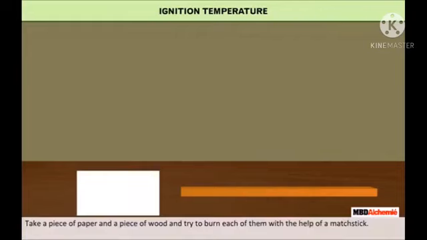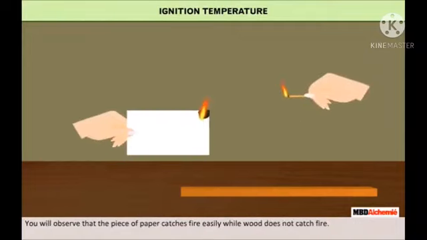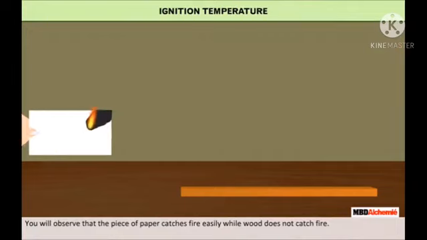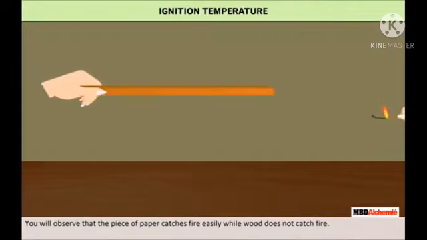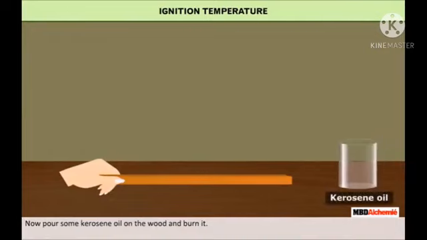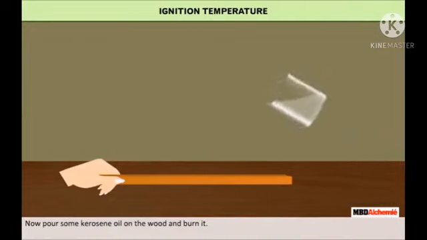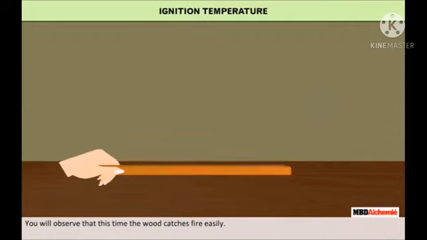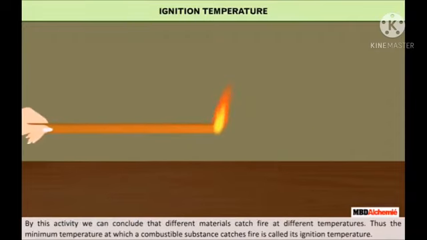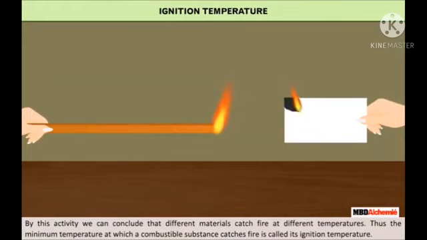Ignition temperature. Take a piece of paper and a piece of wood and try to burn each of them with the help of a matchstick. You will observe that the piece of paper catches fire easily, while wood does not catch fire easily. Now pour some kerosene oil on the wood and burn it. You will observe that this time the wood catches fire easily. By this activity, we can conclude that different materials catch fire at different temperatures. Thus, the minimum temperature at which a combustible substance catches fire is called its ignition temperature.